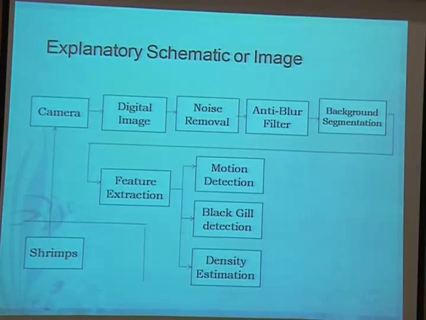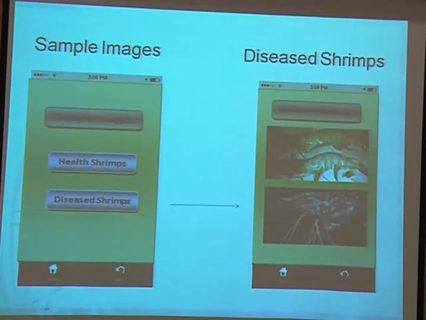And here, if you see, we can get the images of shrimps into the camera. Now we have to remove the noise, and we can use some filters and background segmentation, and we have to extract the features of the shrimp, and we can detect some diseased shrimps. Actually, the shrimps will have some black spot or white spot diseases, so we have to identify those diseases. Suppose if you see the diseased shrimps here, the above one is the yellow spot diseased shrimp, and the below one is the white spot.